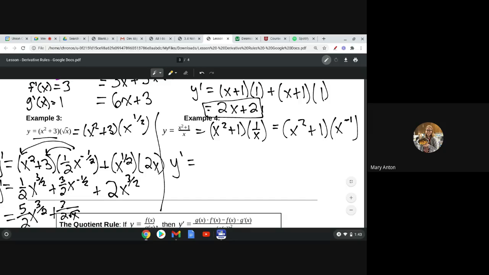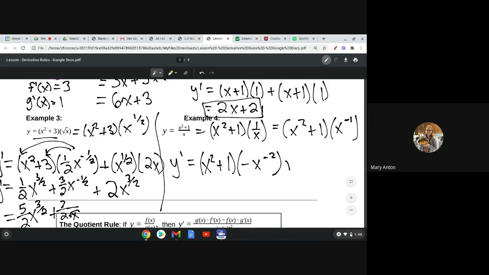2x. Wait, of what? x squared plus 1. Of y, the derivative of y. So we take our first function times the derivative of the second one, so x squared plus 1. What's the derivative of x to the negative first power? Pull that negative 1 down and then subtract 1 from the exponent. Negative x to the negative second power.